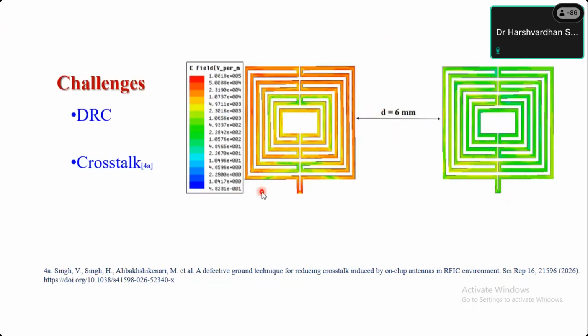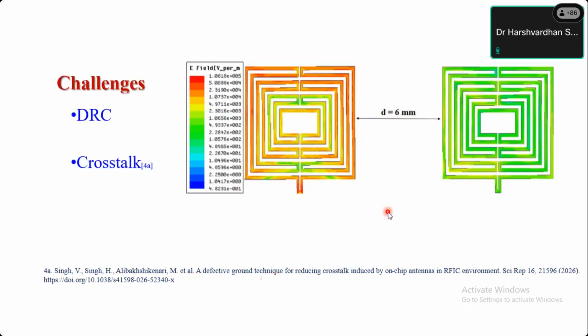That picture is taken from my recent work. It is given here at the bottom. If anyone is interested, they can follow how to reduce it. One technique is given there. The defected ground technique can be used to reduce this crosstalk between two components. So these are the prime challenges associated with the design of on-chip antenna.